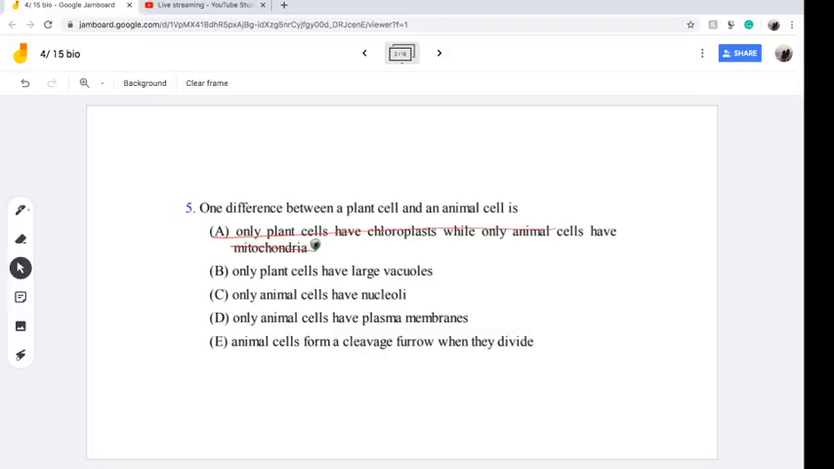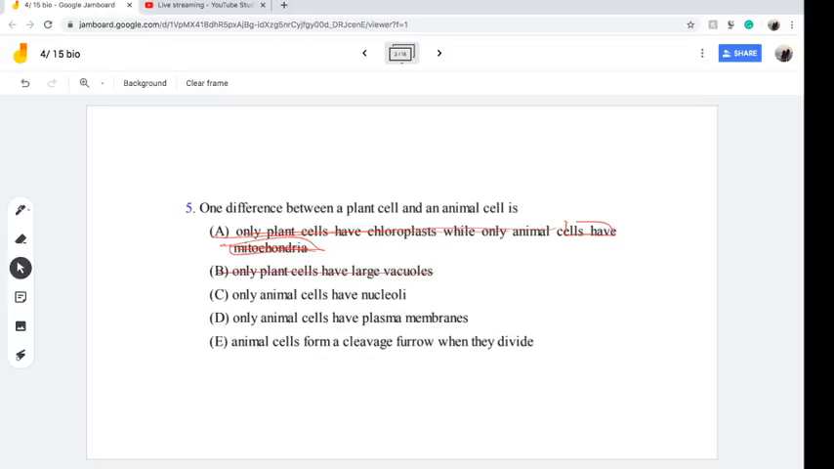A can't be the answer because you might have chosen that one since it is true that only plant cells have chloroplasts, but if you read the next phrase, it states that only animal cells have mitochondria, but in reality, all eukaryotic cells contain mitochondria, so the last part is false. That's why we cannot have this answer. And choice B is also incorrect because there are some animal cells, such as fat cells, that also contain only one large vacuole for storage. So B is out as well.